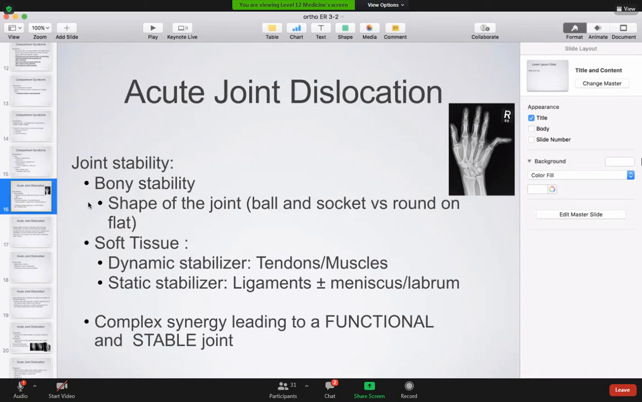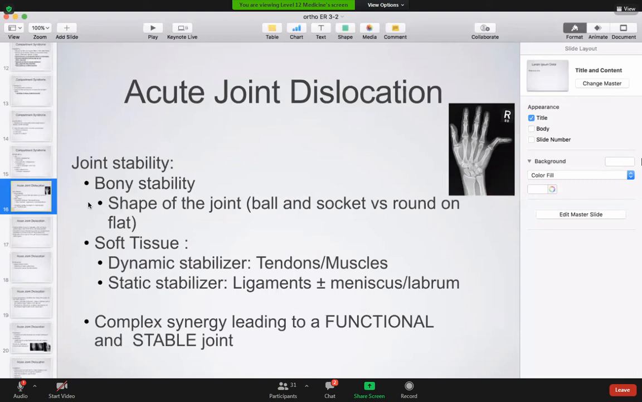So there's bony stability based on the shape of the joint. Ball and socket are more stable than round on flat. So ball and socket is the hip, round on flat is the shoulder. Soft tissue stabilizers, there's two kinds. There's dynamic stabilizers, there's static stabilizers. So dynamic stabilizers like the tendons, muscles, and static stabilizers like ligaments, meniscus, and labrum.